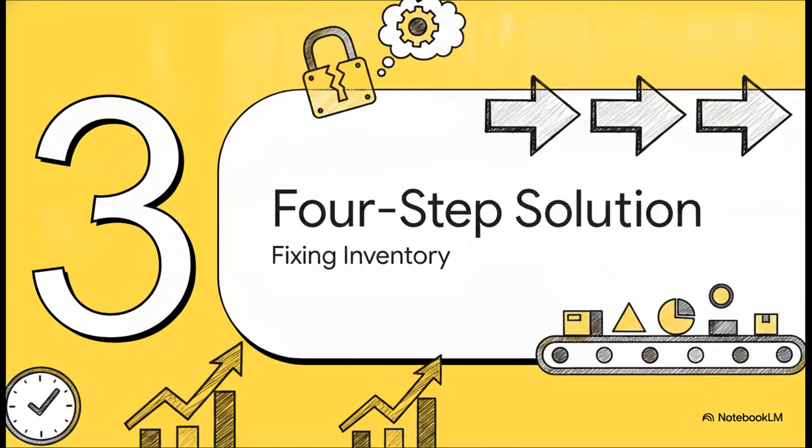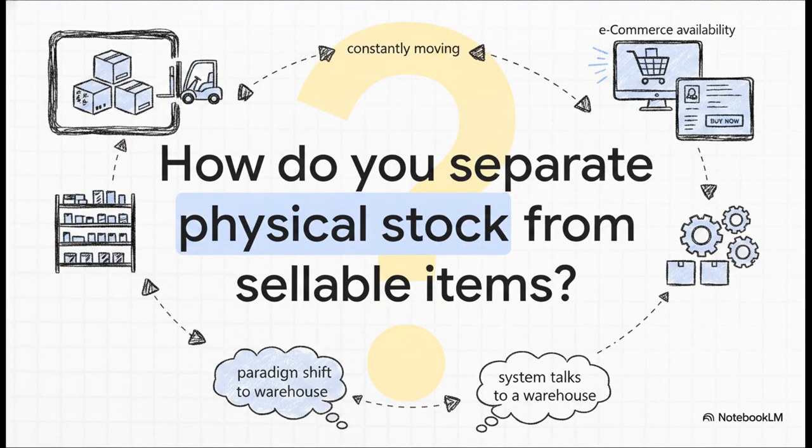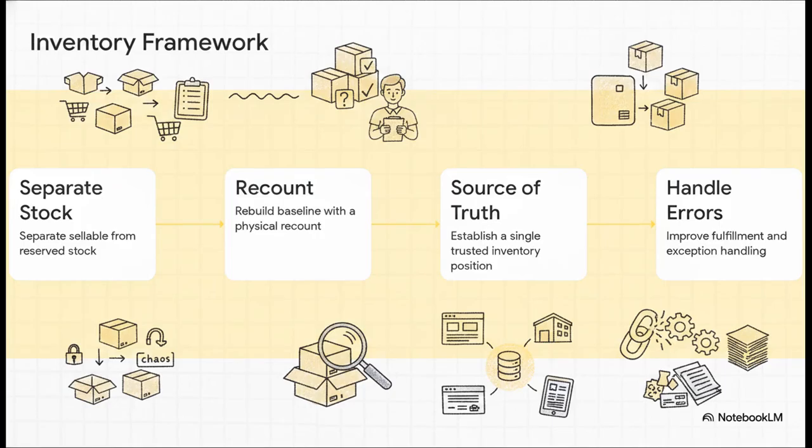Section 3. The 4-step inventory solution. Before we get into the steps, we really need to consider this critical question. How do you actually separate physical stock from sellable availability in a live, constantly moving e-commerce environment? Because honestly, it requires a complete paradigm shift in how your system talks to your warehouse. So, here is the highly effective 4-step framework they used.